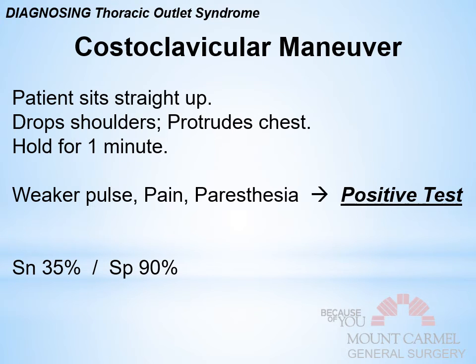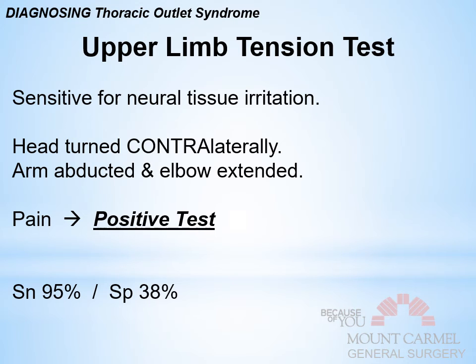All right, next is the costoclavicular maneuver, okay? So this is where the patient sits up, drops the shoulders, and essentially sticks their chest out for the course of a minute. What you're looking for, importantly, is not a weakening of the pulse, but a weakening of the pulse relative to the other side, because most people, at least according to some of these articles, will have a weakening of their pulses in both arms, but you're looking for one that profoundly weakens versus the other, okay? Also, if there is pain or paresthesia, that's a positive test, okay? Very specific, and this is what it looks like. Again, there's a video available if you want.